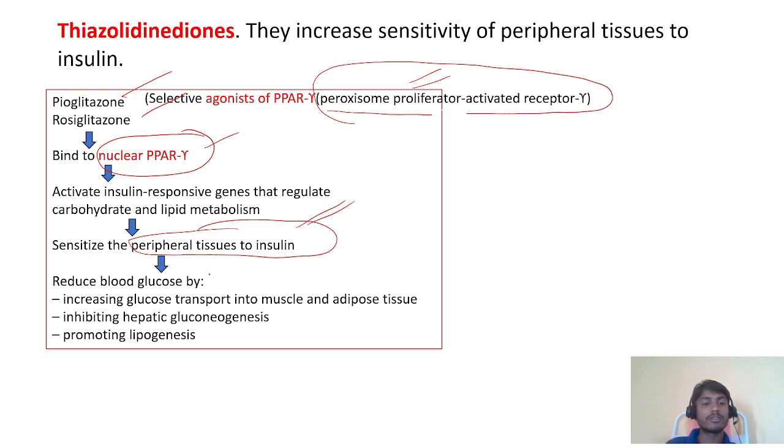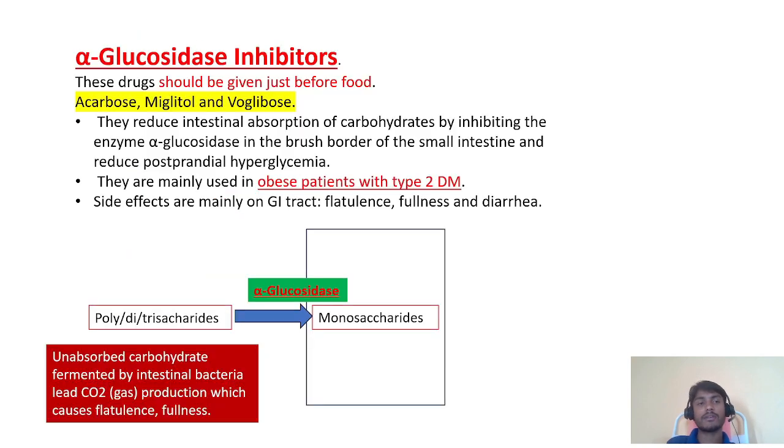Thereby it reduces the blood glucose level by increasing glucose transport into muscle and adipose tissue, inhibiting hepatic gluconeogenesis, and promoting lipogenesis. So by this mechanism, thiazolidinediones increase the sensitivity of peripheral tissues.